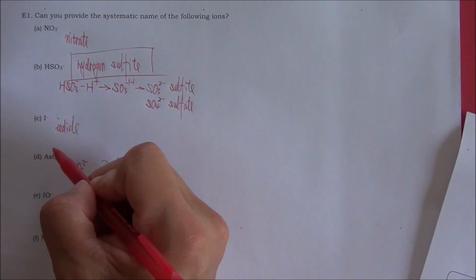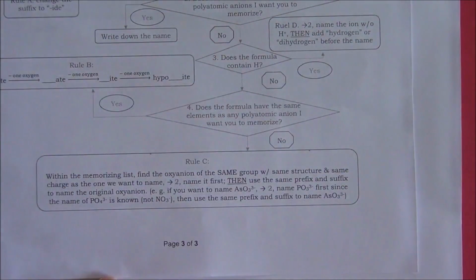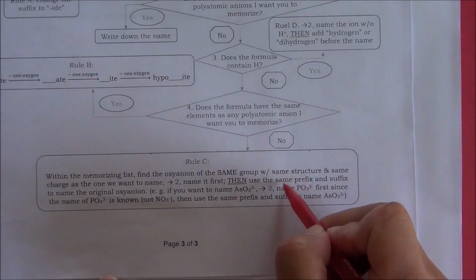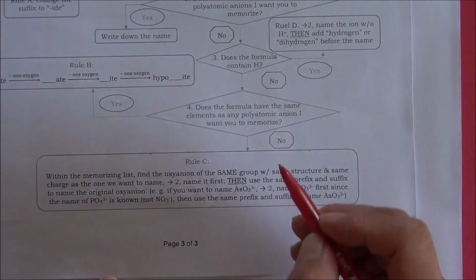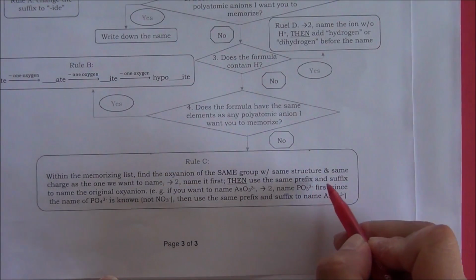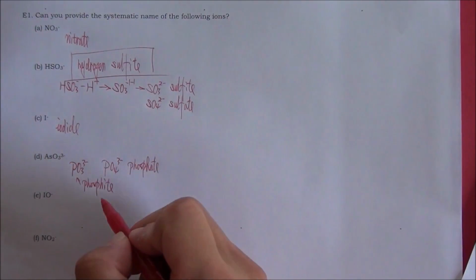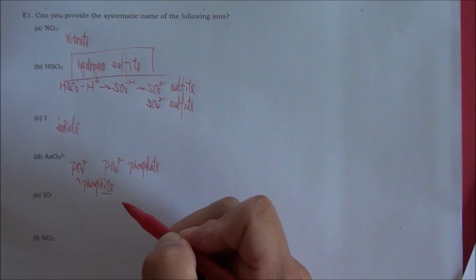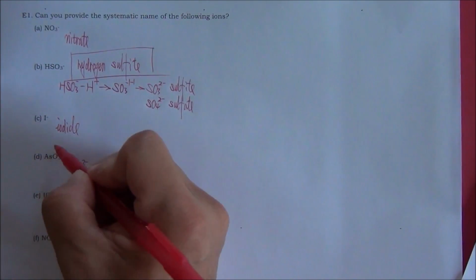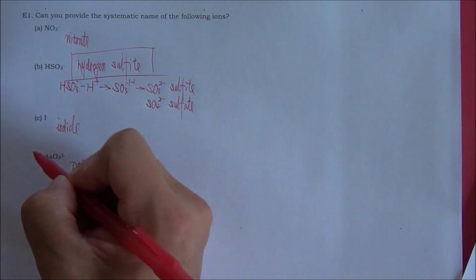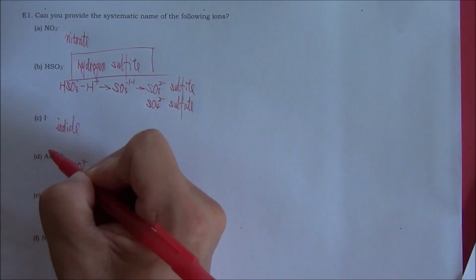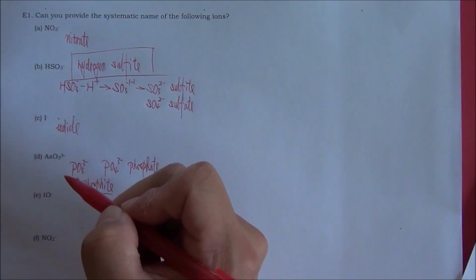But remember, we do not want to name PO3, 3 minus. We want to name AsO3, 3 minus. Then, remember, when we use this box, we need to come back. Because we already got the name of PO3, 3 minus, which is here. We then use the same prefix and suffix to name the original oxyanion, which is AsO3, 3 minus. For this oxyanion, it has a suffix ITE. It does not have a prefix. Therefore, we should name this one with the same suffix. And remember, the element name of As is arsenic. Therefore, we will change this to arsenite.